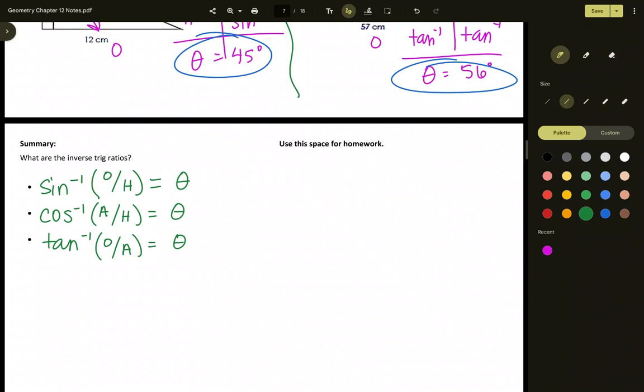All right, here's lots of space for you to practice with your homework. Remember, don't try to do it in your head. Make sure that you're writing it down.